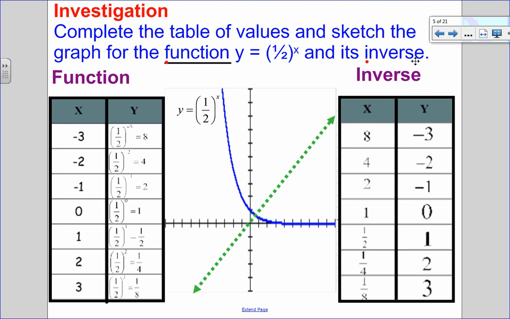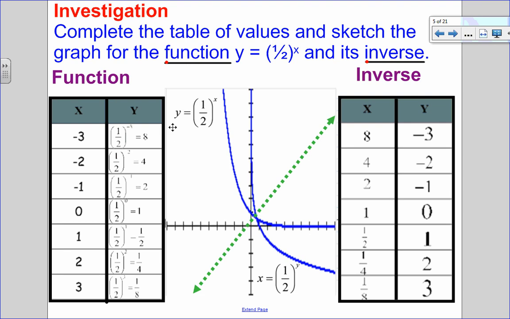So putting those together on the graph, it's going to look like this. I have my original function, y equals 1/2 to the x, and my inverse, just switching around x and y, is x equals 1/2 to the y. Now, this one here, it's a little bit harder to see that it has actually been reflected about the identity line, but I want to show you that it has.